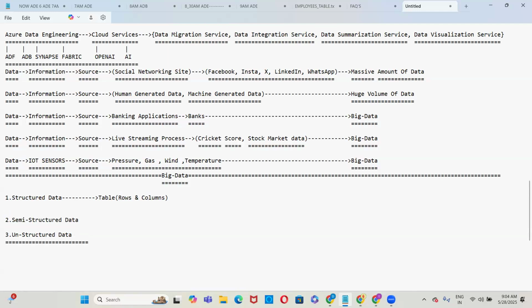I'll write it down here. For example, EMP or employees is the table name. Then I can have name, ID, salary, three columns, only three columns I'm giving. Name, I'm giving it as Alan. ID number, salary is 50,000.